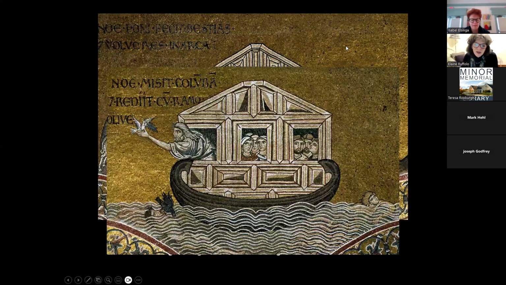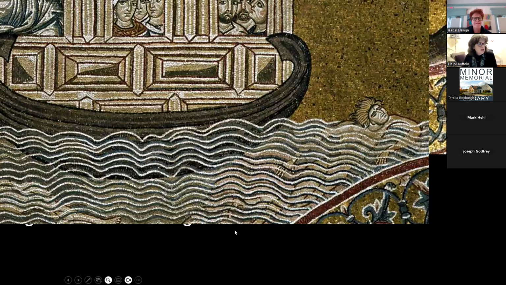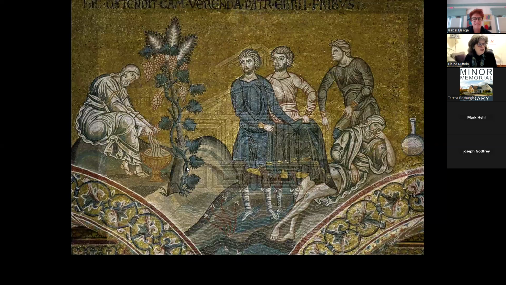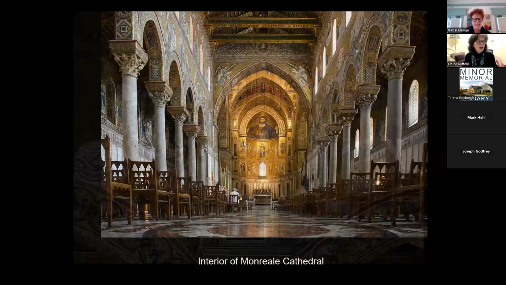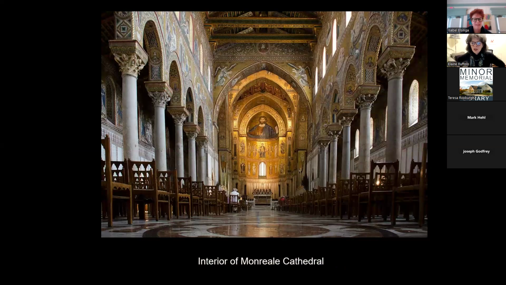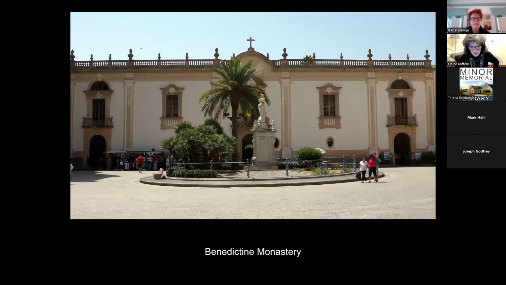And this, I love this detail. There's Noah sending out a dove, but underneath you can still see the flood where the figures are just peeking out underneath the water of the flood. I mean, the naturalism there done in mosaic is frankly amazing. And Tower of Babel. This is a wonderful example of what the Normans were doing at this time in the interior. Now I'm going to finish this with a very quick look at the cloister next door.